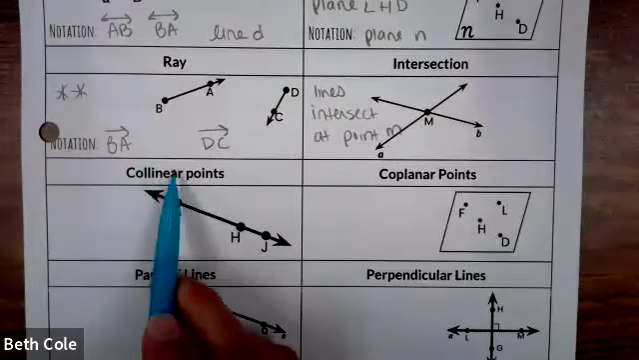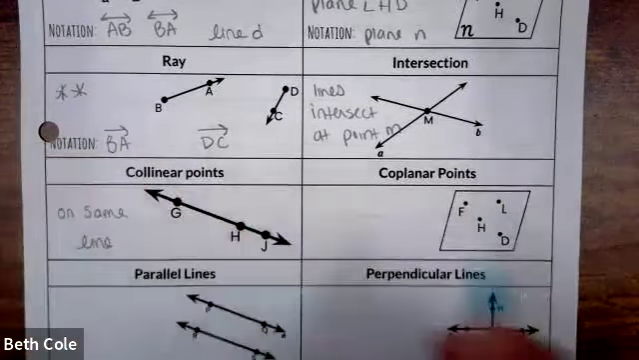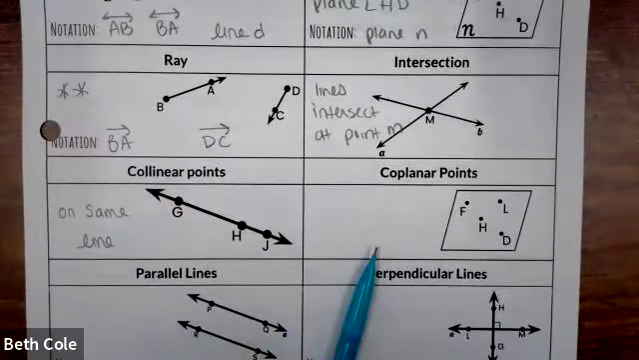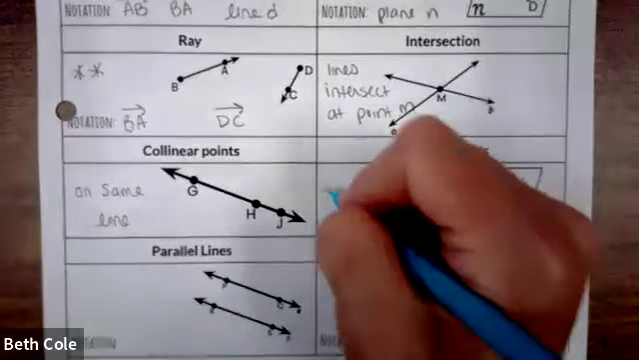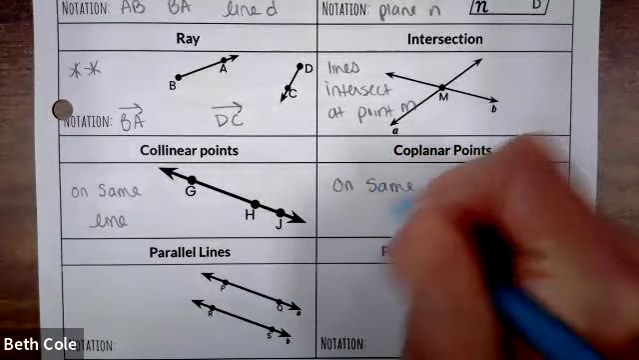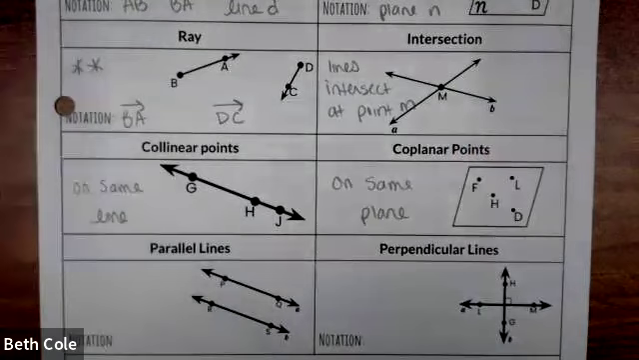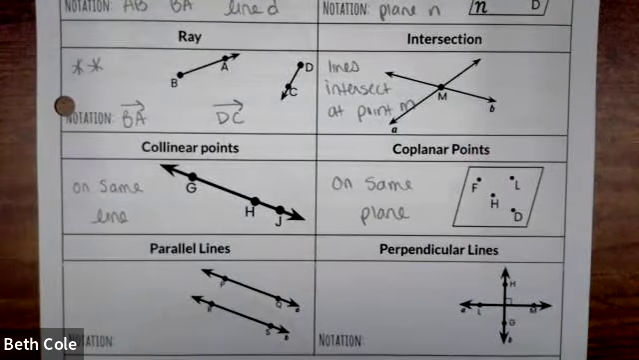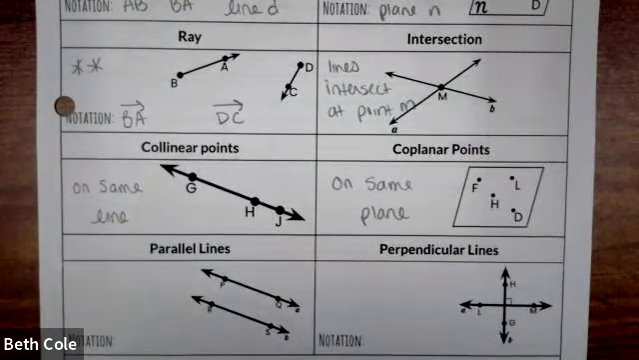This is collinear, and it just means on the same line. So these 3 points, G, H, and J, are all collinear. And then same thing, this is coplanar. It just means on the same plane. So if you think of the plane of the floor of this classroom, we are all on that plane. If we're all points, we're all on that same plane. If there was a bird up in the air, that bird is not on this plane. It's not on this flat surface. It's somewhere else.